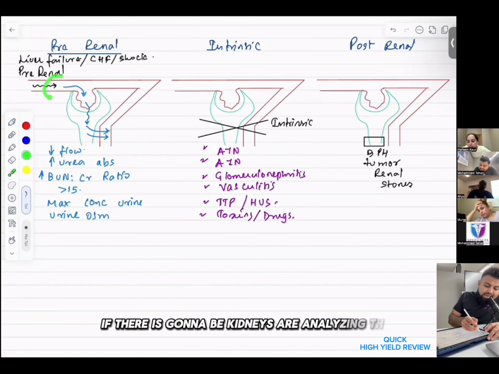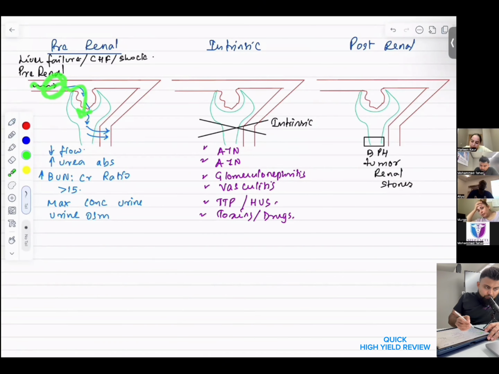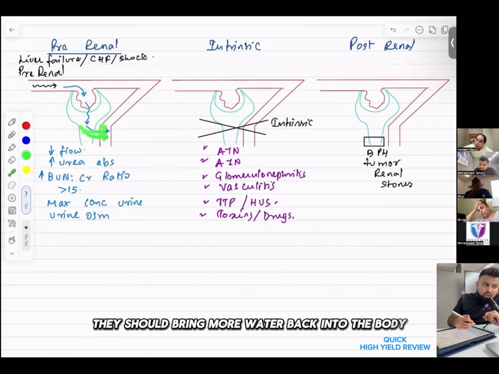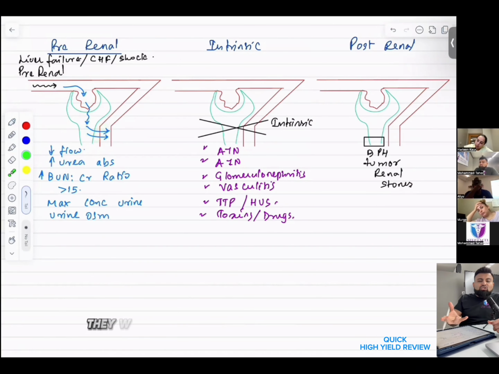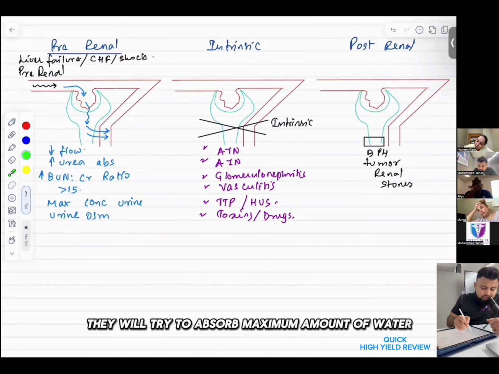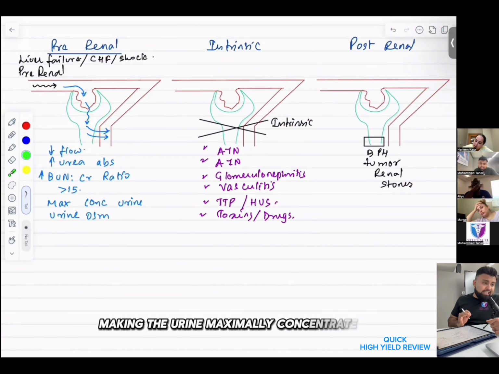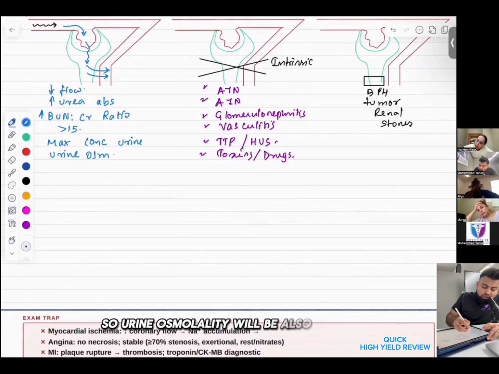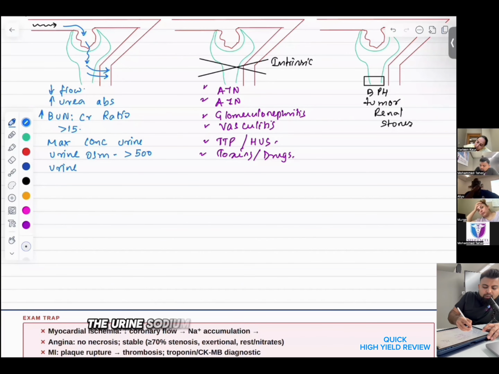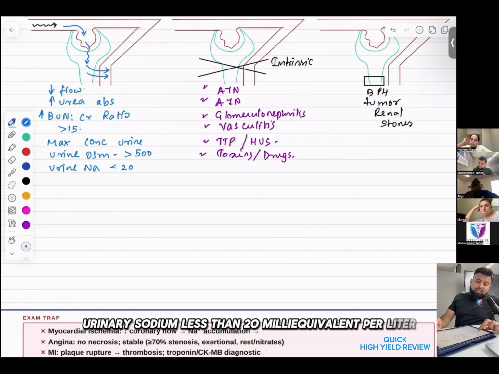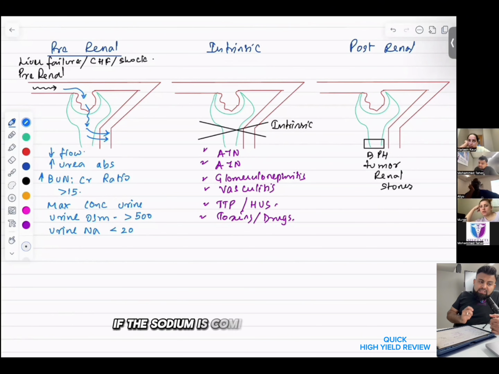If the kidneys are analyzing that there is less fluid delivered here, isn't it? Less fluid delivered, that means they should bring more water back into the body, yes or no? Yes. They will try to absorb the maximum amount of water, making the urine concentrated, right? So urine osmolarity will be greater than 500 milliosmoles per kg, right? Remember, the urine sodium concentration will also be lesser. Urinary sodium less than 20 milliequivalents per liter, because remember, if the sodium is coming back into the body, water follows sodium. That's our goal, right?